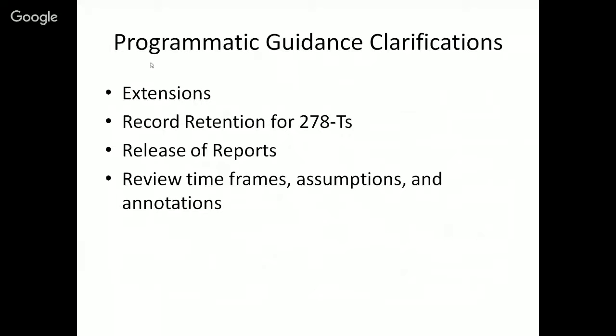Also, on the release of reports, the guide clarifies that an agency is not required to release its annual reports until 30 days after May 15th, even if the report was filed with the agency more than 30 days ago. So if a report is filed in March, an annual report, you still aren't required to release it until 30 days after May 15th. And that concludes all of the updates in the 278 guide.